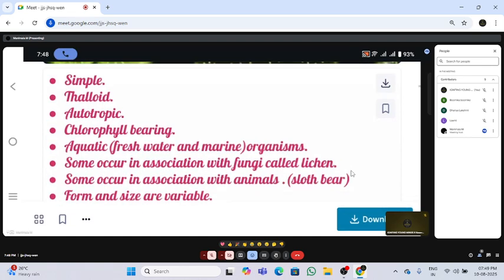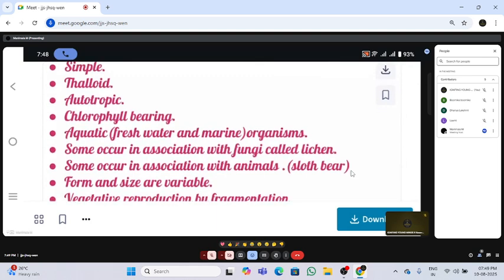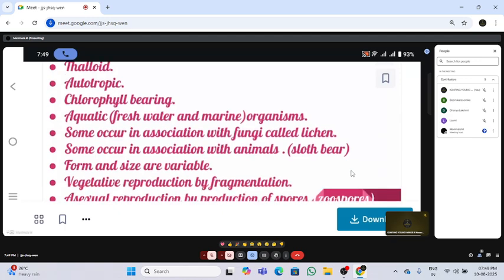So what is the meaning of algae? Algae means seaweed, because the majority of algae grow in water bodies only. It lives in aquatic, freshwater and marine environments. It is also associated with fungi; this condition is called lichen. And some algae occur with animals, for example sloth bear. So along with other organisms, algae can survive.